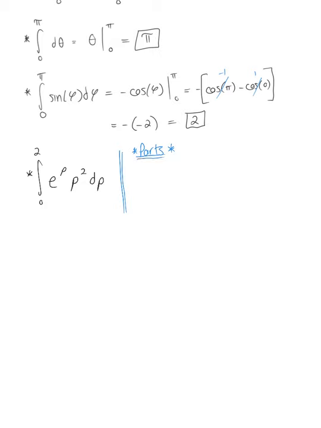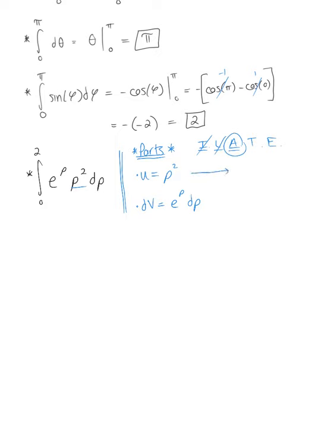And so I'm going to use my acronym here to decide what u will be. So I think about that acronym ILATE. When we look at our integrand here, are there any inverse trig functions? Nope. What about logarithms? Nope. Algebraic expressions? Yes. So this tells us that we are going to let u be rho squared, and then whatever's left over is our dv. So that's going to be the natural exponential raised to the rho d rho.